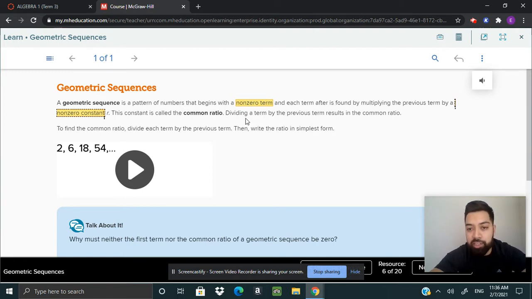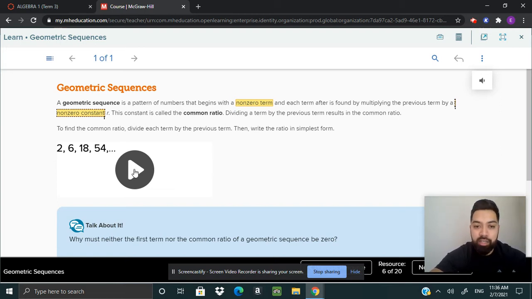Dividing a term by the previous term results in the common ratio. So if you want to find the number that's next, you just take the next number divided by the previous number, and that should tell you the common ratio. We'll show that with this example in a second. To find the common ratio, divide each term by the previous term, and then write the ratio in simplest form. So you might end up with a fraction, but sometimes you can reduce that fraction to a simpler form.